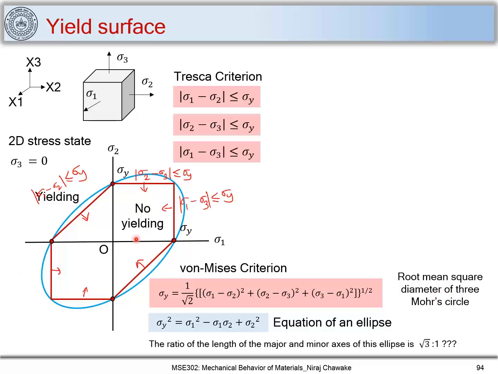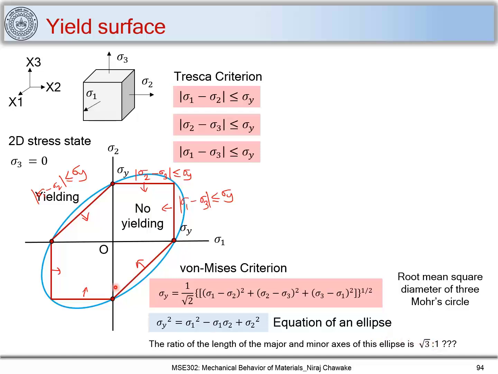Also, what I want you to find out is the ratio of the length of the major axis and minor axis of this ellipse, and see whether it comes as root 3 to 1. What you have to do is find out this length and this length. Here you can say that sigma 1 is equal to sigma 2 and find out what this length is. Similarly here you can say that sigma 1 equals minus sigma 2 and find out this length. So see whether you get the ratio of the lengths to be root 3 to 1. Just check it out yourself.